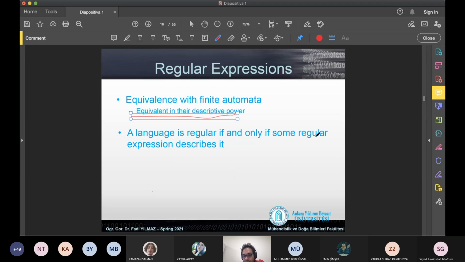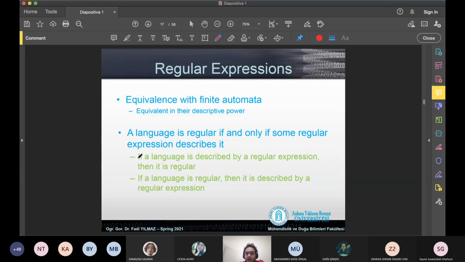If something is a regular expression, it expresses a regular language, right? So this is like two ways. If a language is described by a regular expression, then it's regular. If a language is regular, then it's described by a regular expression. So we look at each of those. We try to prove these two things, because we made this claim: we learned regular expressions because we said they are equivalent with finite automata.